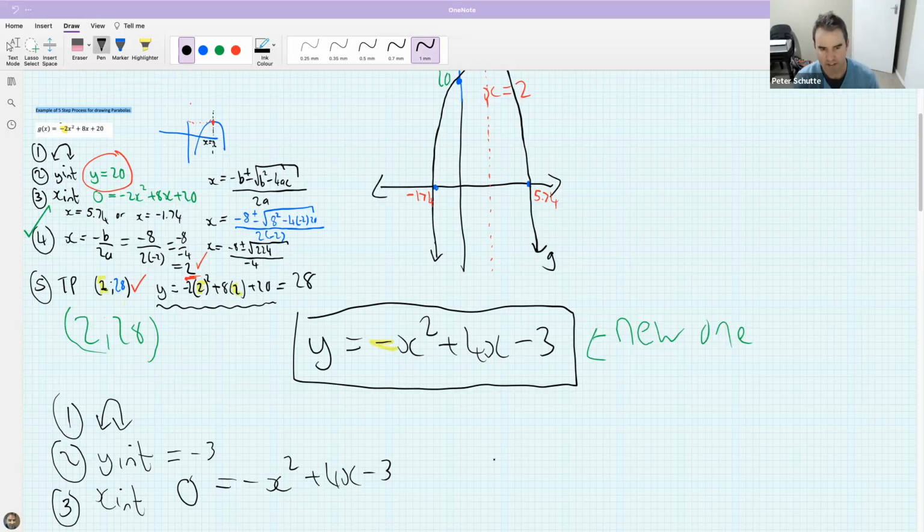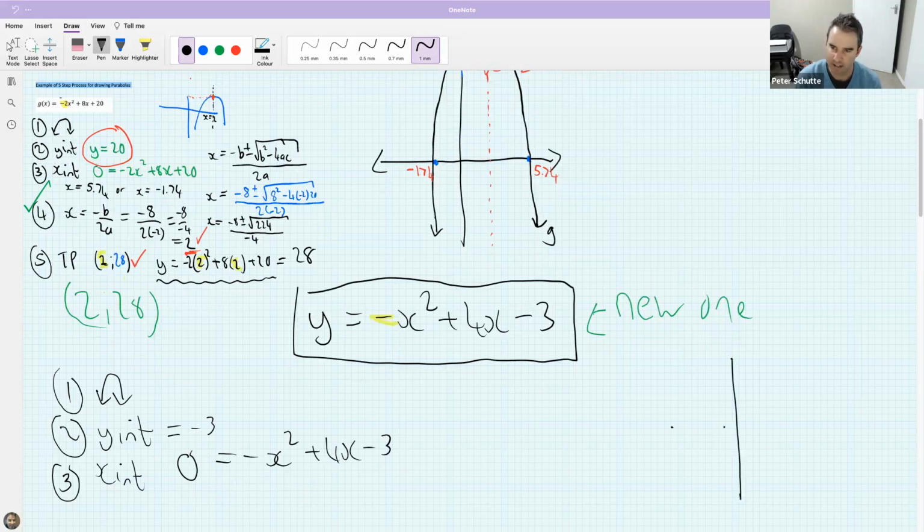If you get the 5 steps done, then you can start drawing your graph. Yep, I agree, Lalita. It's y equals -3. That's for the y-intercept. Now, what about the x-intercept?